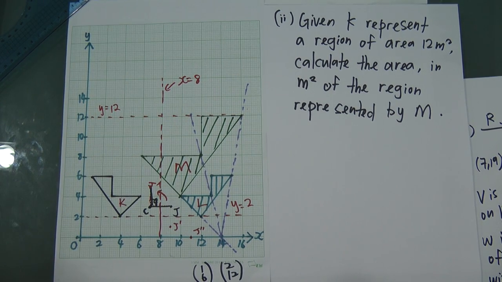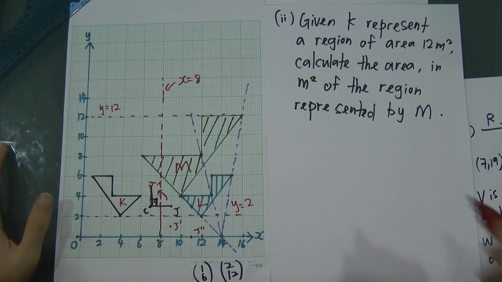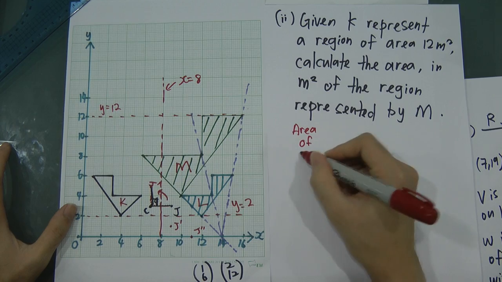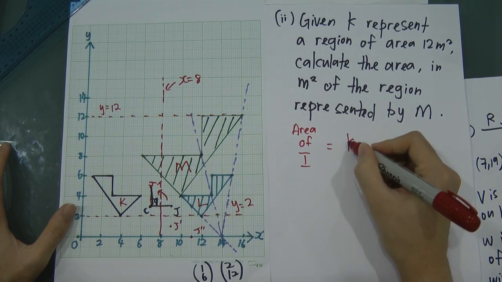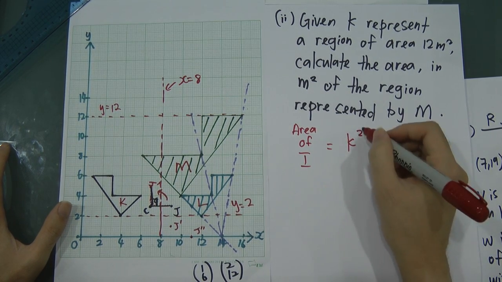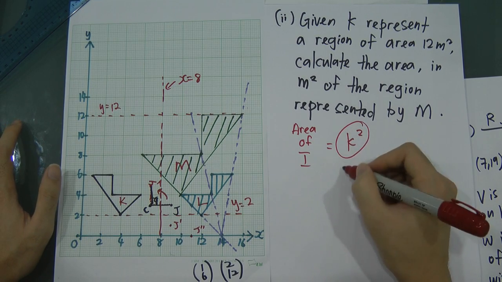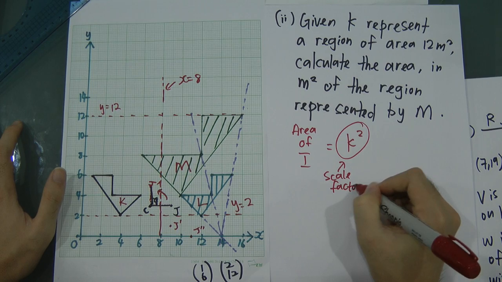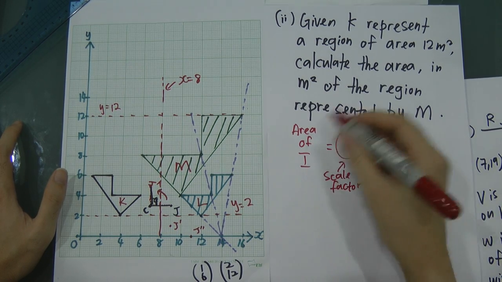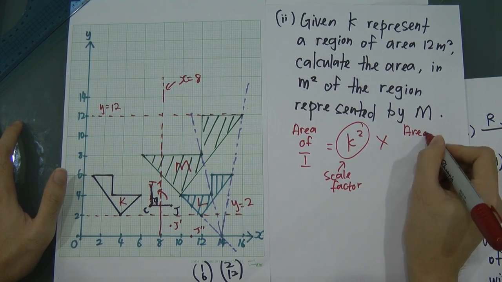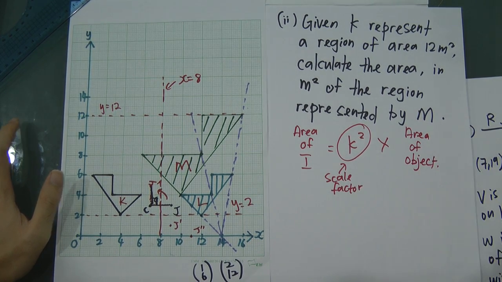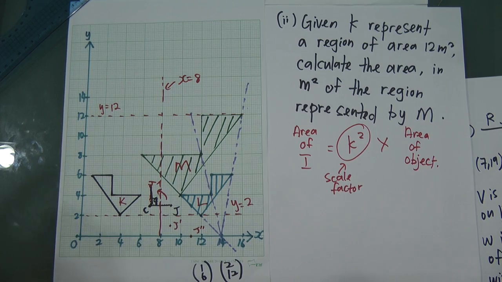For this one, you must know the formula from this chapter: area of image equals k square times area of object. K here is not this K; K here is the scale factor. The scale factor squared is multiplied by the area of the object. You need to understand this formula, then you can easily solve this question.